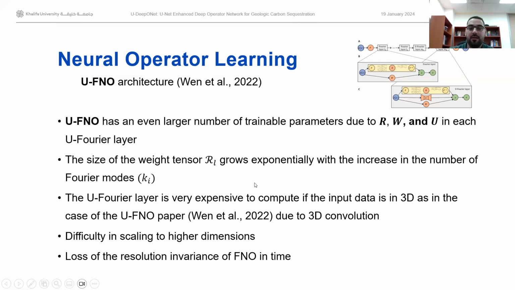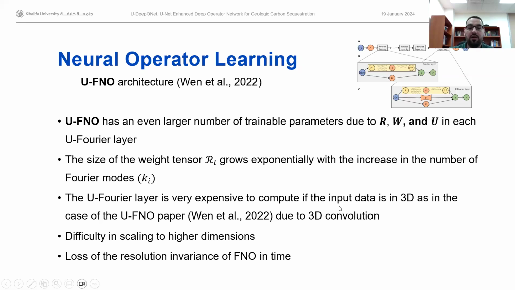The U Fourier layer also is very expensive to compute if the input data is 3D. This is a different reason: if the input data is in 3D, you will have to resort to a 3D convolution in the UNet, which is also very expensive to compute and hard to scale to even higher dimensions, which becomes even more expensive.